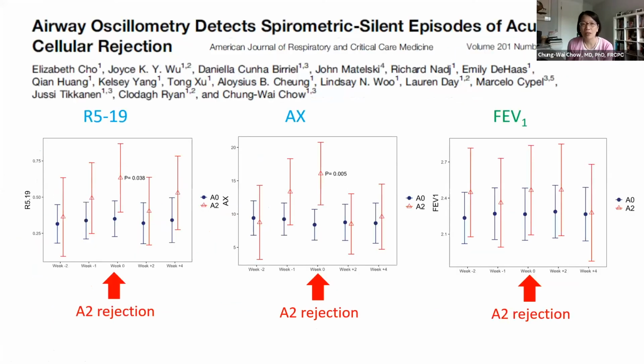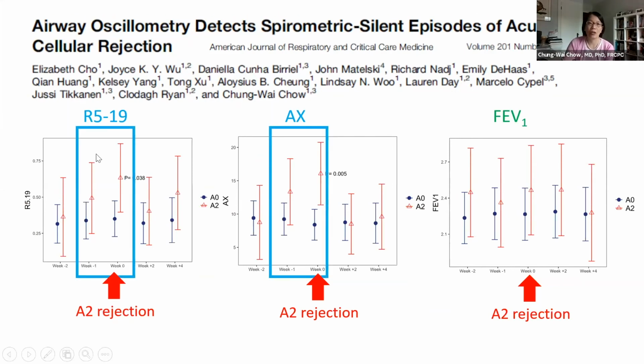And these were the metrics that turned out to be highly significant in patients with acute rejection. So if we look here at these patients with acute rejection, shown in red, and compare that to patients with no rejection in blue, what you see is that on the week of the biopsy, there are significant differences in the R5 to 19 between rejection and no rejection.